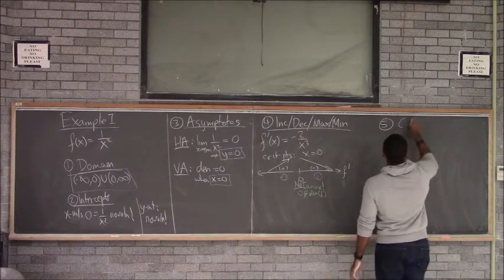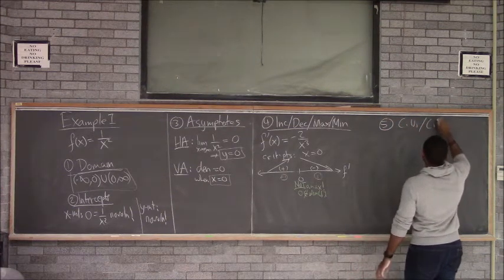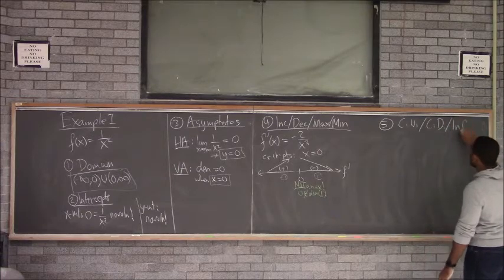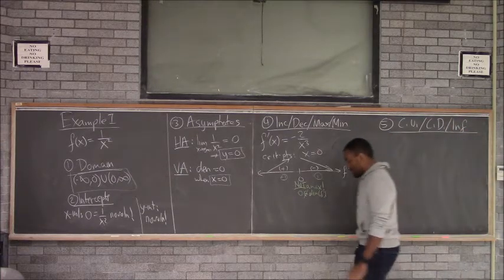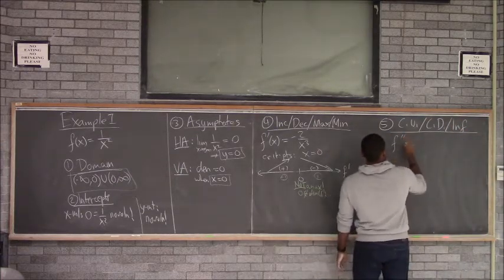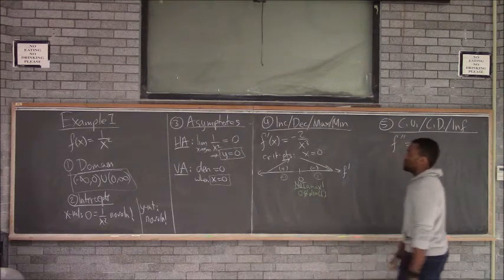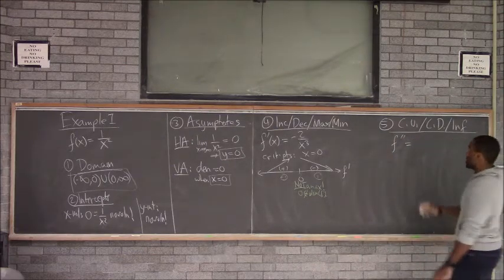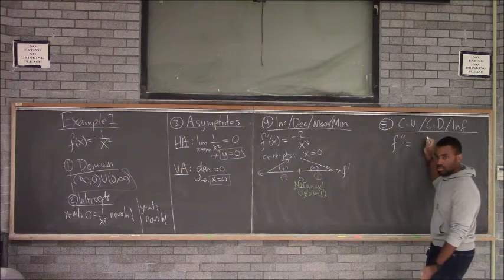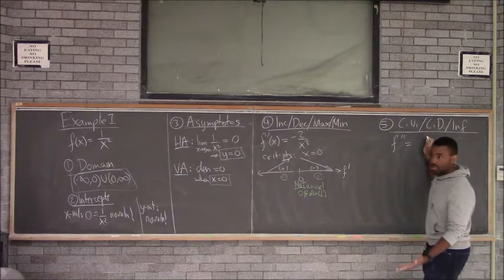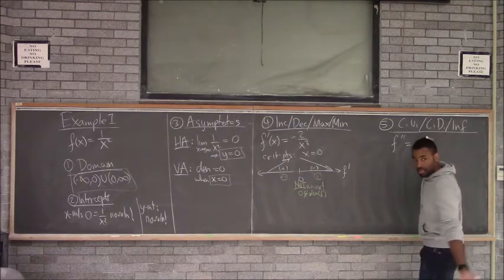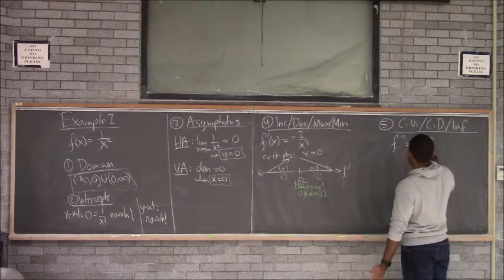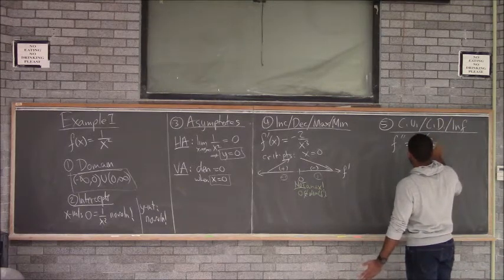Next thing I want to know, concave up. Where am I concave up? Where am I concave down? Are there any inflection points? Second derivative, exactly. So the second derivative is 6 over x to the fourth.